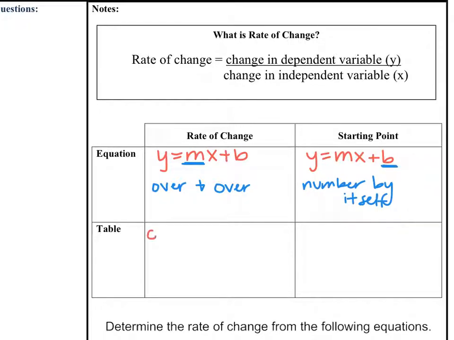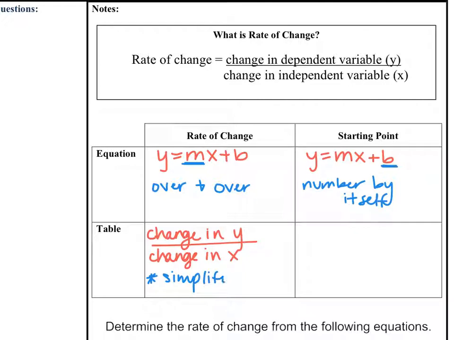It's going to be the change in y over the change in x if it's a linear function. We need to make sure that we simplify the fraction if we can.